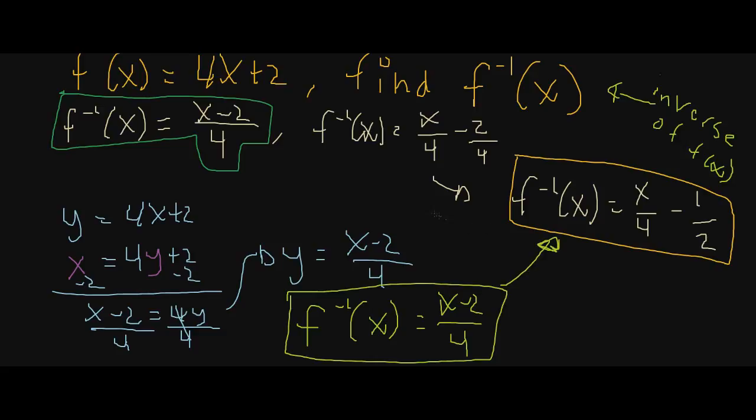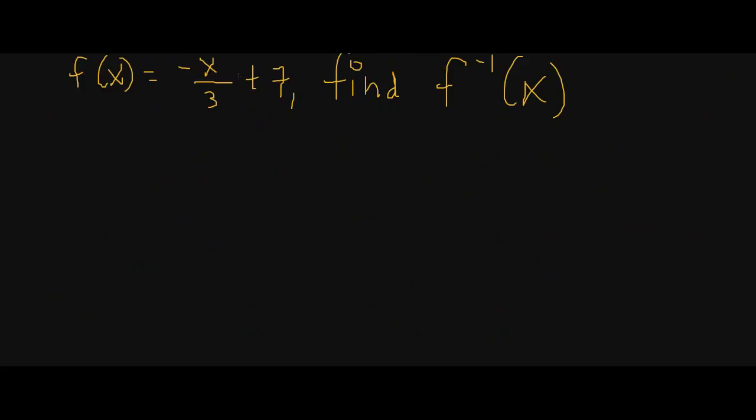All right. Let's go ahead and look at one more example. Here we go. So this one looks a little bit more challenging, doesn't it? Because we have a negative right here, and we're dividing by 3, so maybe we're a little bit confused on what to do. Well, don't you worry. Let us go ahead and figure out how to solve this problem using the second method we learned. So let's rewrite this as y is equal to negative x divided by 3 plus 7.